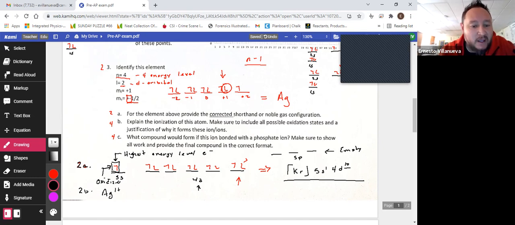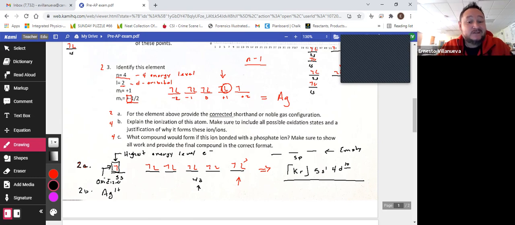Silver is going to form a +1 ion because it only has that 1 electron to oxidize. So in your explanation, you're going to say silver is going to oxidize 1 electron because the 4d orbital, since it's full, is not going to really release or oxidize any other electrons, for orbital stability.